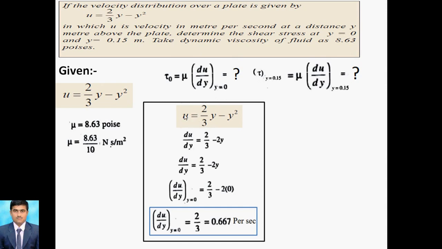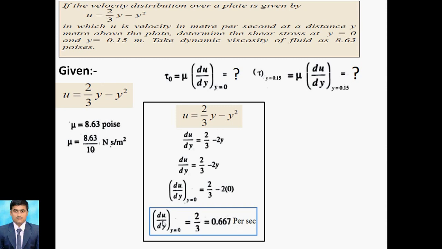So here, first you take this equation and differentiate it to get du/dy. For du/dy, the derivative of 2/3 y is 2/3, since dy/dy is 1, and for y² it becomes 2y. Okay, now we put y = 0. So 2/3 minus 2 into 0, so I can put y as 0. That's why the equation becomes 2/3, that is 0.667 per second.